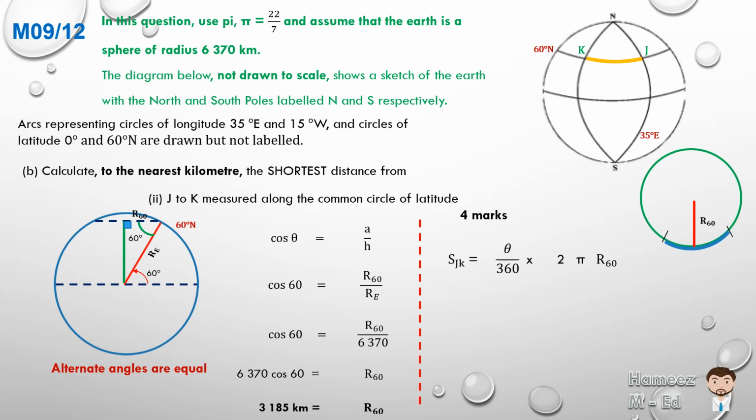And if we substitute, what's the angle? We're at 35 degrees east. That means 35 degrees to the right of the GMT, of the 0-degree line. And we're moving to K, which is 15 degrees west. So that will give us 15 plus 35 all over 360 multiplied by 2 multiplied by what's pi? 22 over 7 multiplied by R60, which we worked out in the first part. Put that into our calculators. That will give us the final answer, 2,781 kilometers, which is the distance to move from J to K.